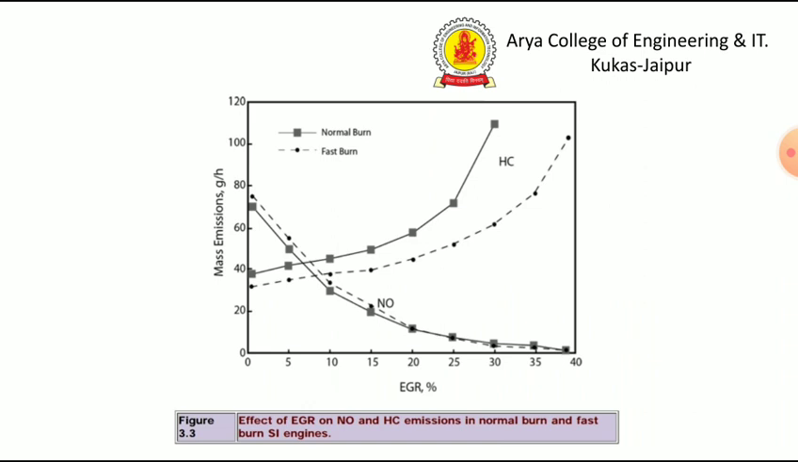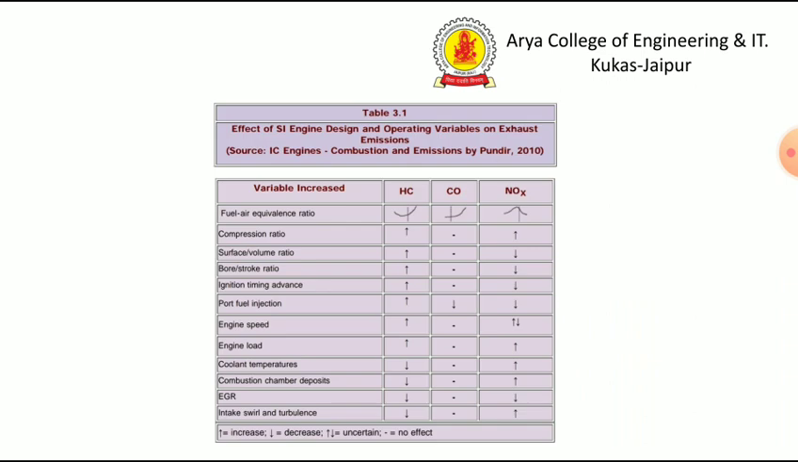The effect on NO and HC emissions in normal burn and fast burn in SI engines. As we can see, with normal burn the HC emissions increase, with fast burn the HC emissions decrease, and so on for the NO emissions also. This is the effect of SI engine design and operating variables on exhaust emissions, the different variables and their effects on HC, CO and NOx emissions. Thank you.